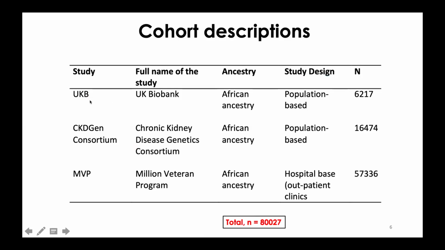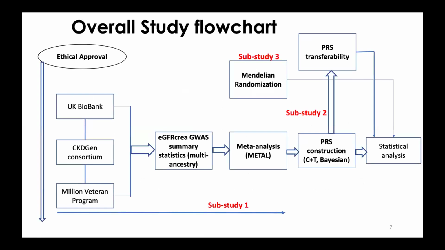And just to put numbers to each data set, UKB had 6,217 individuals that had the kidney functional phenotype of eGFR based on serum creatinine. CKDGen had 16,474, and the biggest, like I said, was MVP with over 57 individuals, and that totaled about 8,027 individuals. And with that power, we were confident now to proceed to further downstream analysis.